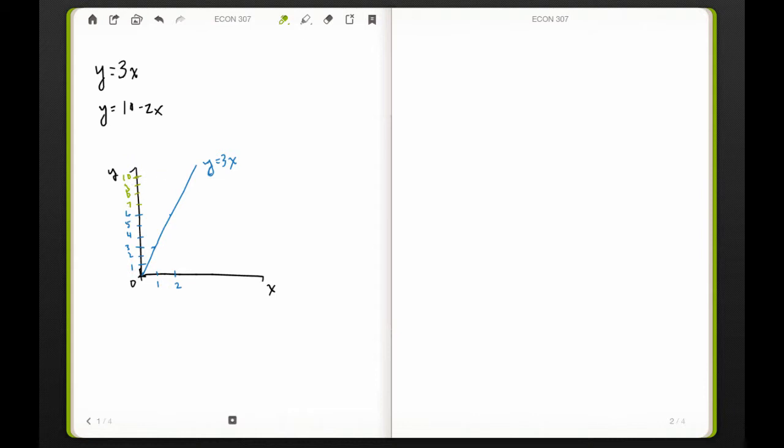I could just say, all right, well, I know that when x increases by 1 unit, y is going to fall by 2. So x increases by 1, y is going to fall from 10 to 8. So this is another point. But I can also just find that horizontal intercept.